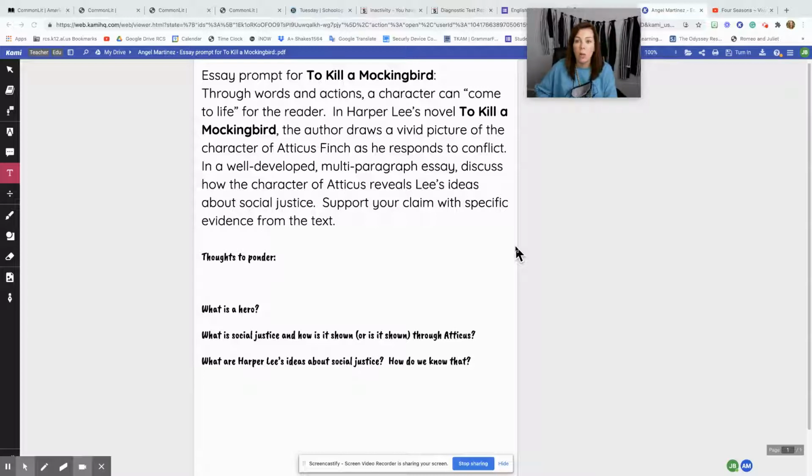And so to pull apart the prompt, what I'm going to do is after I read this, I'm going to go back through and find all of the verbs in the prompt. So here is the prompt for the essay that you're writing today. Through words and actions, a character can come to life for the reader. In Harper Lee's novel, To Kill a Mockingbird, the author draws a vivid picture of the character of Atticus Finch as he responds to conflict. In a well-developed, multi-paragraphed essay, and here is where your prompt begins, discuss how the character of Atticus reveals Lee's ideas about social justice. Support your claim with specific evidence from the text.